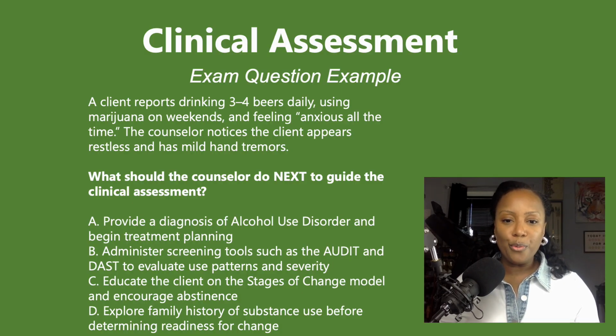A client reports drinking 3 to 4 beers daily, using marijuana on the weekends, and feeling anxious all of the time. The counselor notices the client appears restless and has mild tremors. What should the counselor do next to guide the clinical assessment? A, provide a diagnosis of alcohol use disorder and begin treatment planning. B, administer screening tools such as the AUDIT and DAST to evaluate use patterns and severity. C, educate the client on the stages of change model and encourage abstinence. Or D, explore family history of substance use before determining readiness for change.